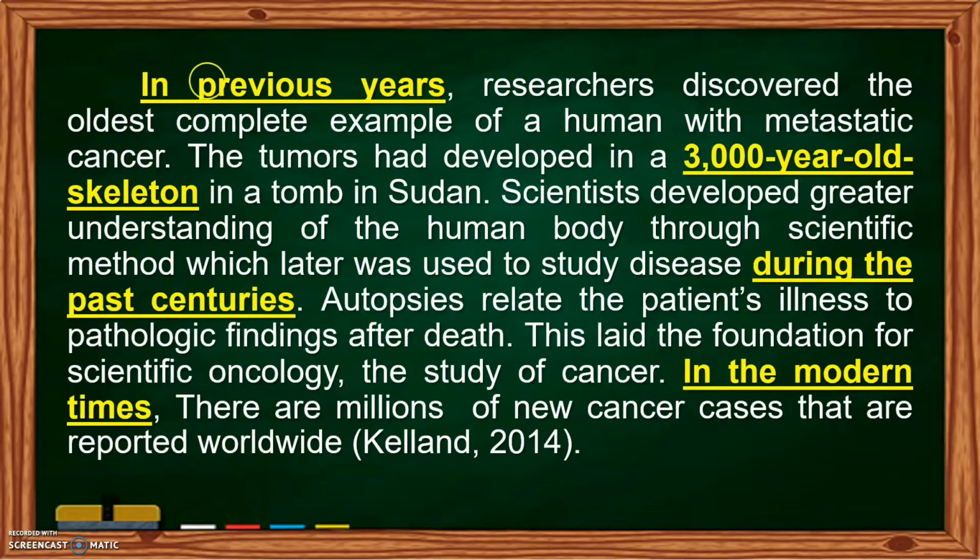Look at the words used by the researchers in the previous years. 3,000-year-old, meaning to say this is the past event. Okay, past event, past history. During the past centuries, again, this is all about the past history. And for the last, in the modern times, so we are referring to the present history about cancer or about the discovery used to kill or to cure cancer. Okay, that is for the second paragraph of your background of the study.